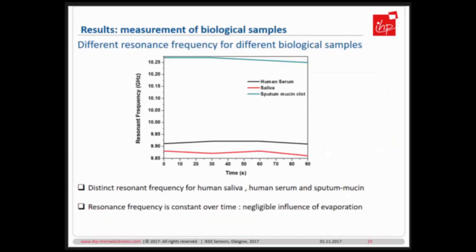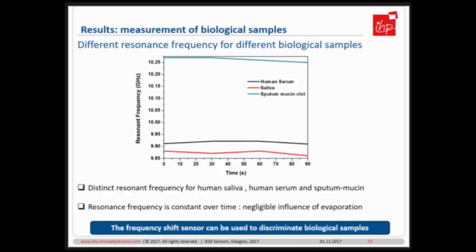Then we did some tests using different samples, for example, serum, saliva, and sputum-mucin clot, just to see if we can differentiate between different biological samples. And yes, there was a clear difference of the resonant frequency here. For example, saliva has a frequency which is almost close to what we would get if we would just put water, because the water content of saliva is pretty high. On the other hand, this is the pure sputum clot, which has very little water content and has a resonant frequency of 10.25.